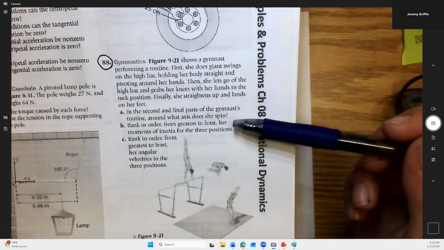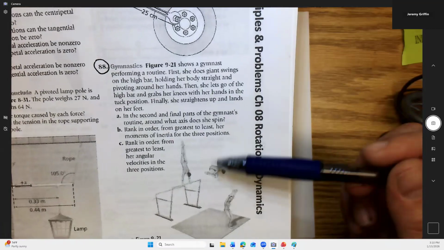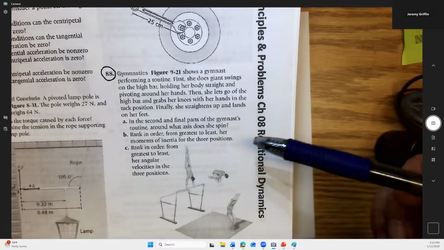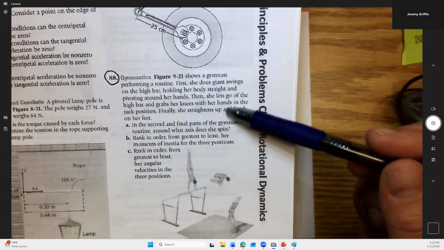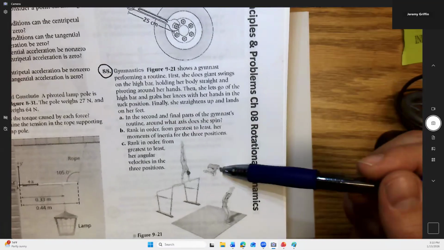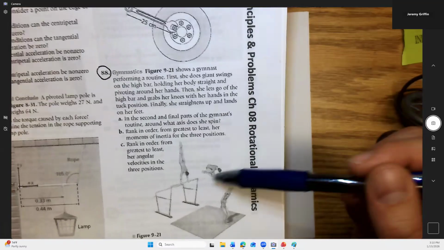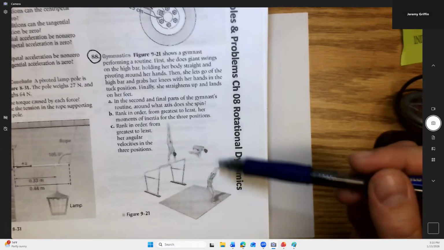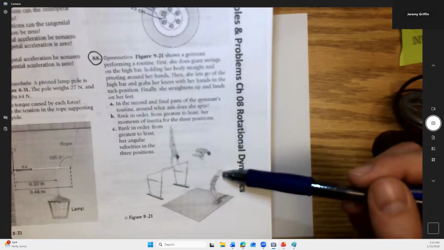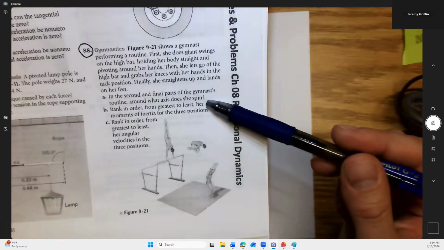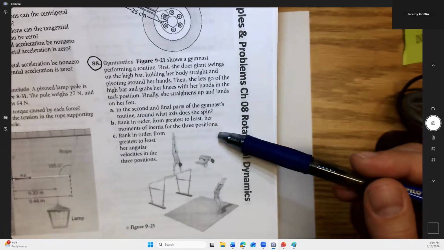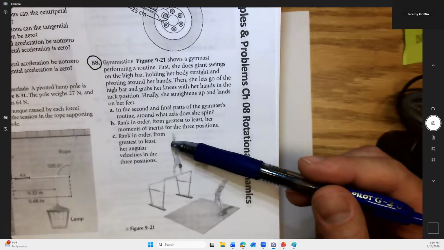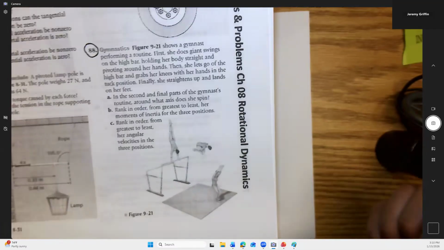We've got a gymnast performing a routine on this bar. First, she does a giant swing from the high bar, holding her body straight and pivoting around her hands. Then she lets go of the high bar and grabs her knees in a tuck position, probably spinning around. Finally, she straightens up and lands on her feet. In the second and final parts of the gymnast routine, what axis is she spinning about? Rank in order from greatest to least the moments of inertia in those three positions. And then rank in order, greatest to least, the angular velocities in those three positions.